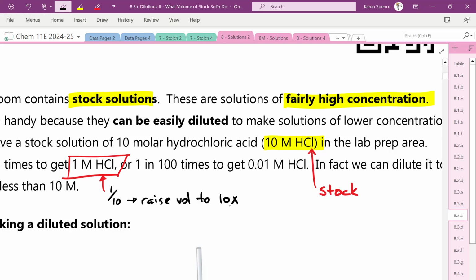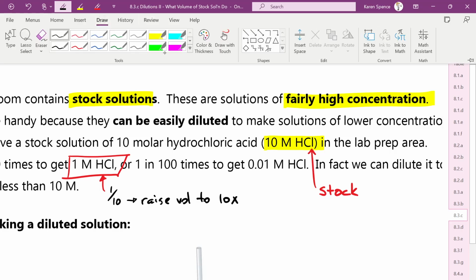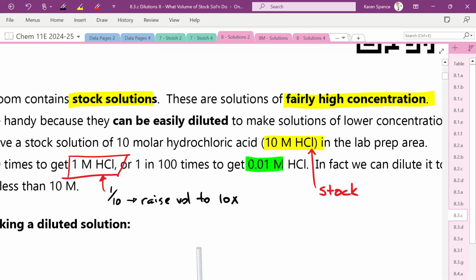Okay. If we wanted to get 0.01 molar, that's 1/100th. We would need to raise the volume 100 times. So basically 1 milliliter in 100, or 10 milliliters in a liter, or something like that, okay?